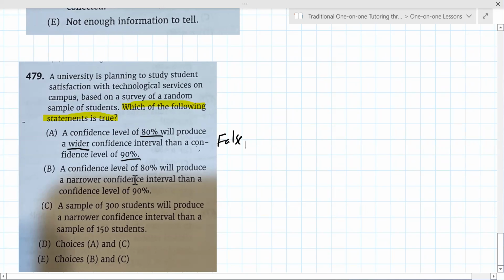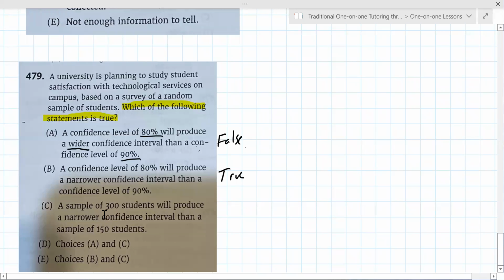80% will produce a narrower confidence interval. You've got to be careful though, because there's this E down here which says B and E. So a sample of 300 students will produce a narrower confidence interval than a sample of 150 students. So C is asking you to look back at your notes on sample size. What does sample size do to the confidence interval?